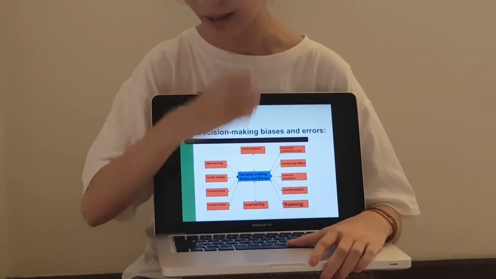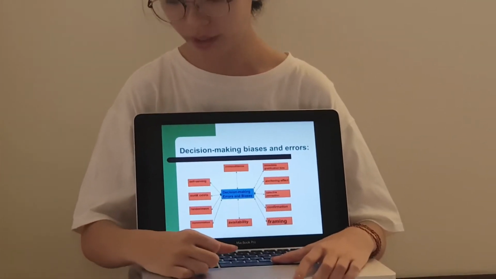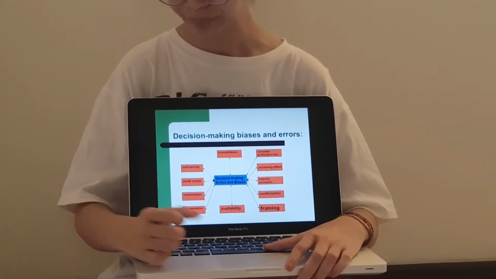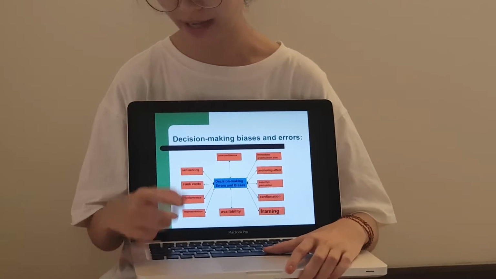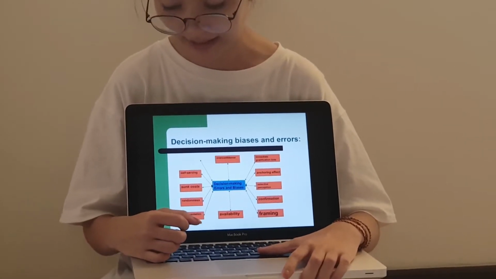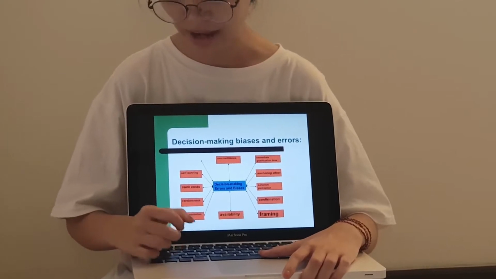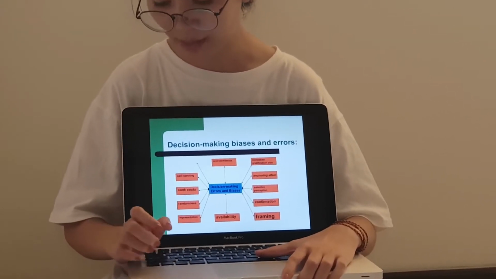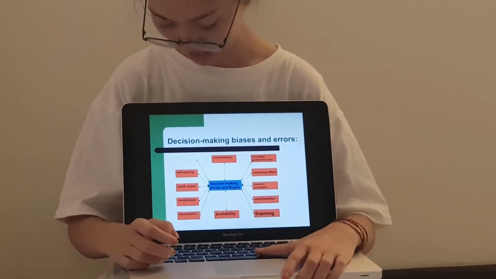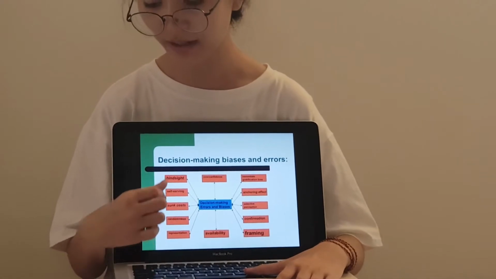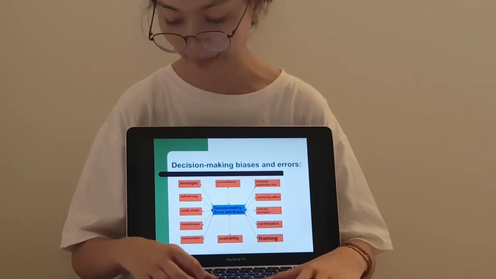Next is self-serving bias. It's about decision makers who are quick to take credit for their successes and to blame failure on outside factors. The next one is hindsight bias, a tendency for decision makers to falsely believe they would have accurately predicted the outcome of an event once that outcome is actually known.